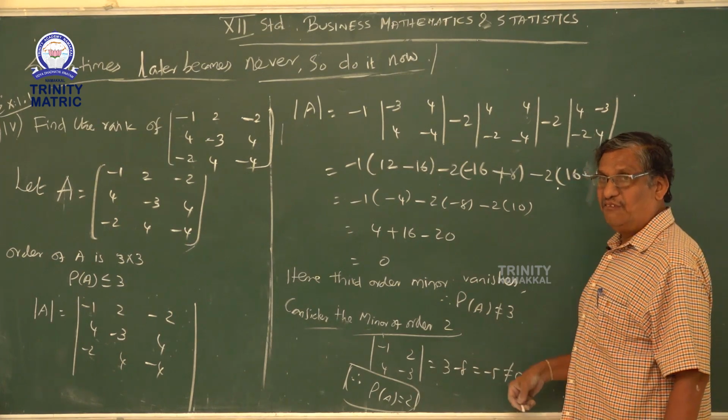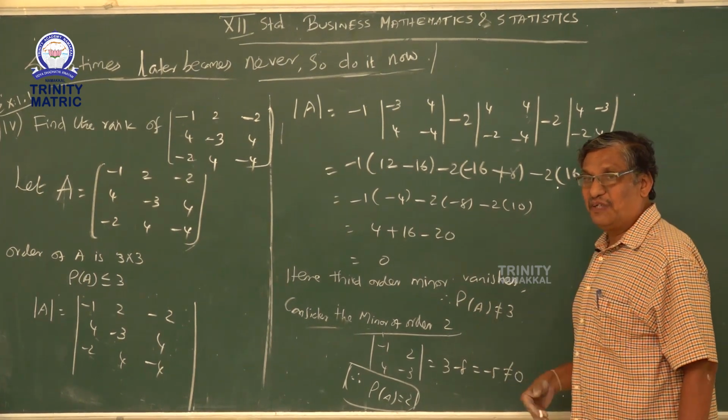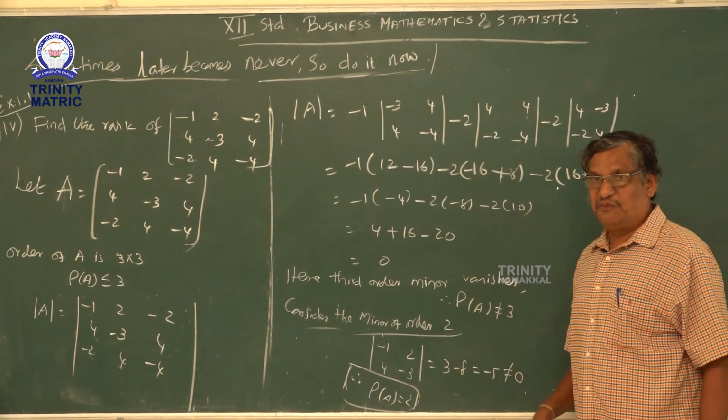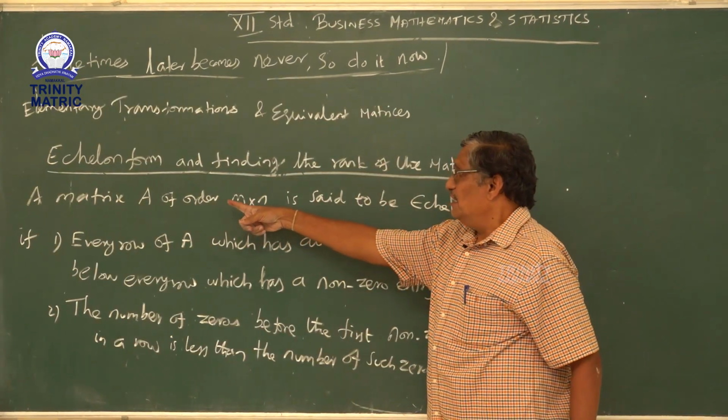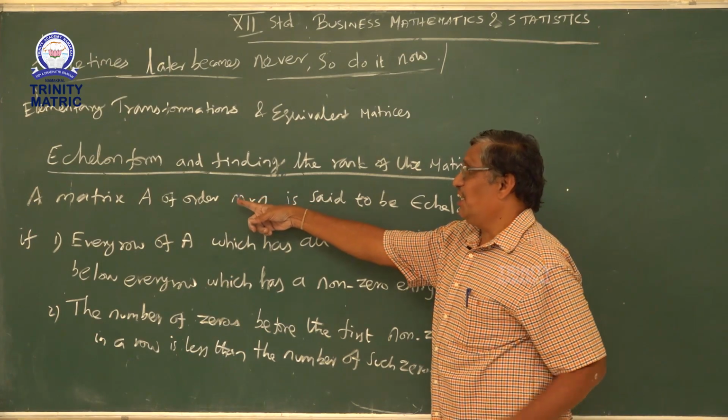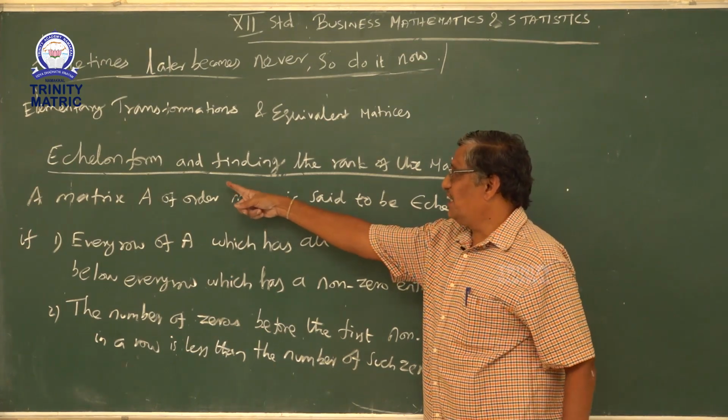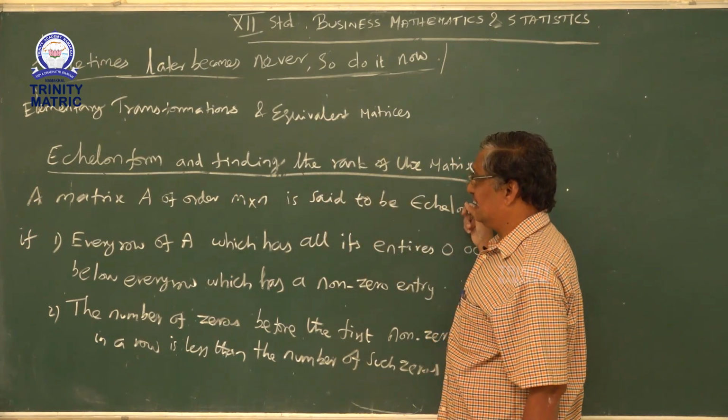That's all, my dear. We will go for the next concept, the echelon form. How will we do that? Now I am going to find the rank by echelon form. How will we find the echelon form and the rank of the matrix?